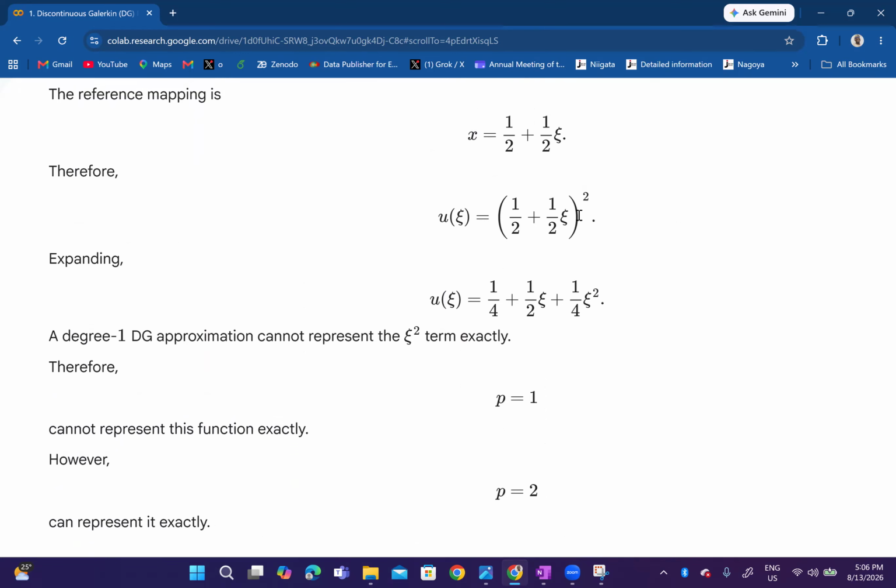Then half times half psi, multiplied by 2, that is 1 over 2 psi. Then half psi squared, that's 1 over 4 psi squared. So a degree 1 discontinuous Galerkin approximation cannot represent the psi squared term exactly. Therefore p equals 1 cannot represent this function exactly because it's already of degree 2. However, a polynomial of degree 2 can represent it exactly, so we can go for that.